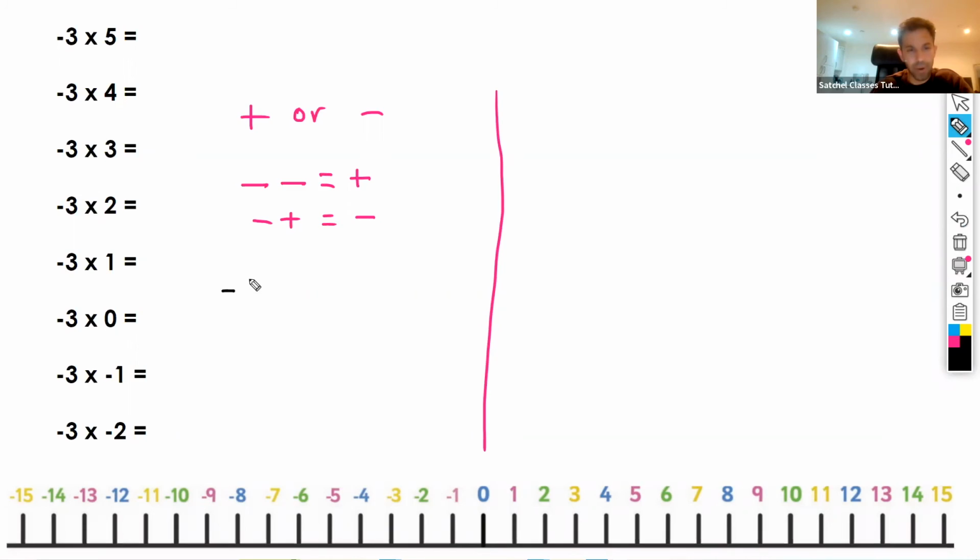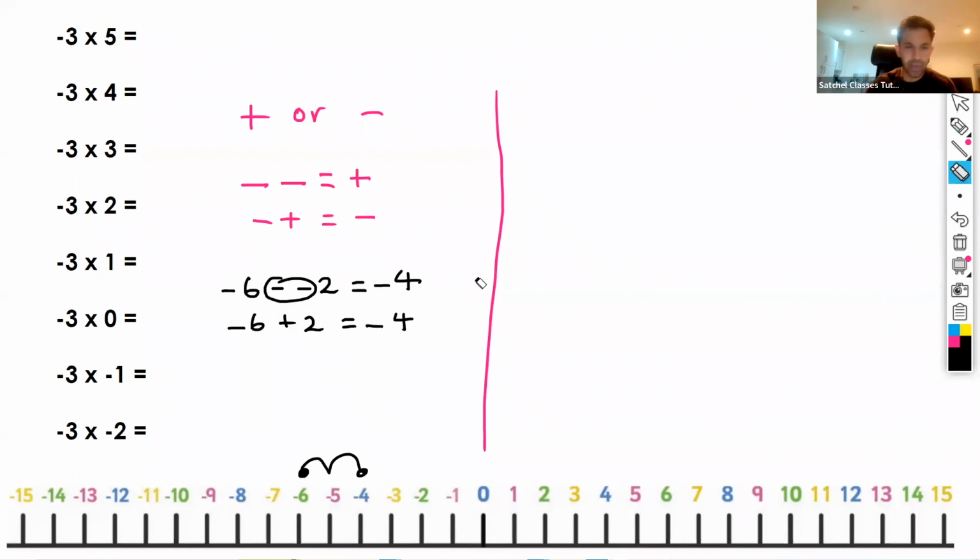So let's say we had -6 minus -2. Well, we've got 2 negatives next to each other. That's going to be -6 plus 2. And we can use our number line to work this out. So if we're starting at -6, and if we add 2, we're going to go 1, 2 to the right. So what we end up with is -4.